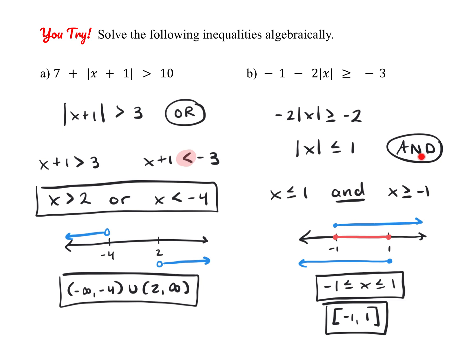Less than is and. So I have x is less than or equal to 1 and x is greater than or equal to negative 1. So if you graph this to see where the overlap is, you can see the overlap is between and including negative 1 and 1. So here I have this using both notations.